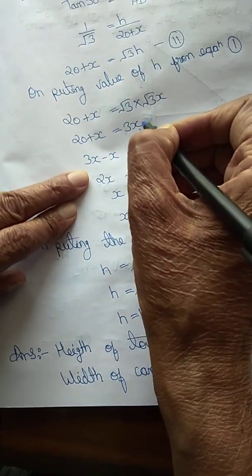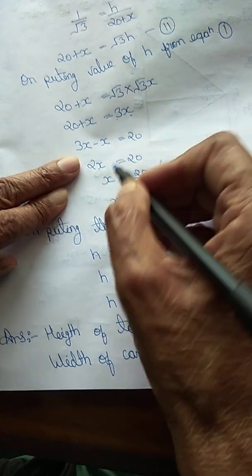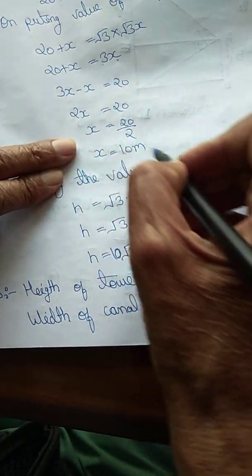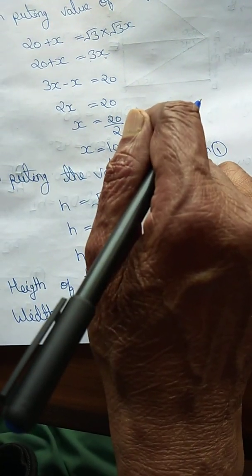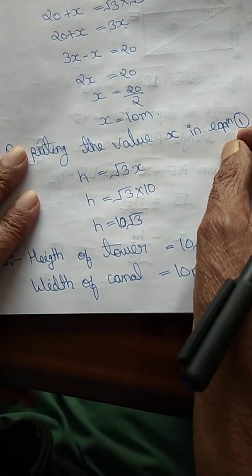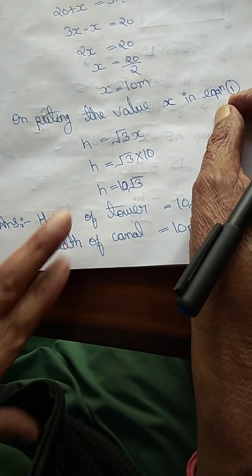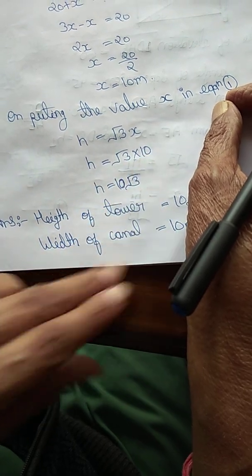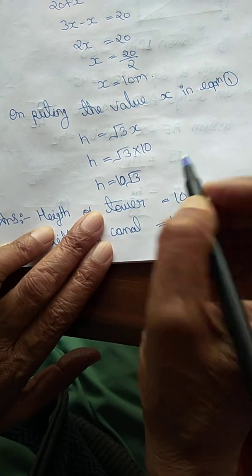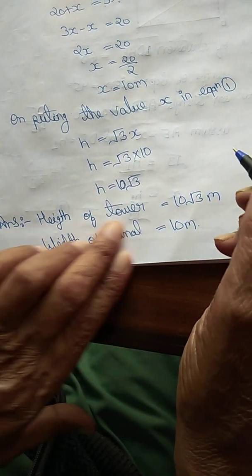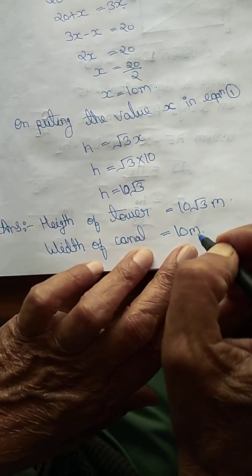Transfer this x to this side. You get 20 is equal to 3x minus x, 2x is equal to 20. X is equal to 10 meter. This x is the width of the canal. And putting the value of x in the first equation, we get h is equal to root 3 into 10. So answer is height of the tower is 10 into root 3 meter and width of the canal is 10 meter.